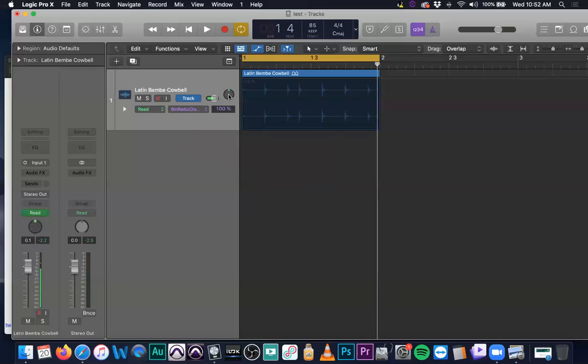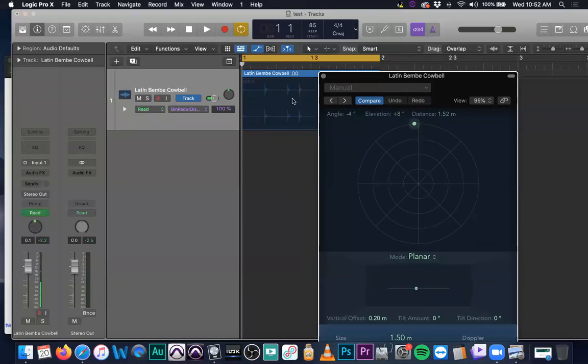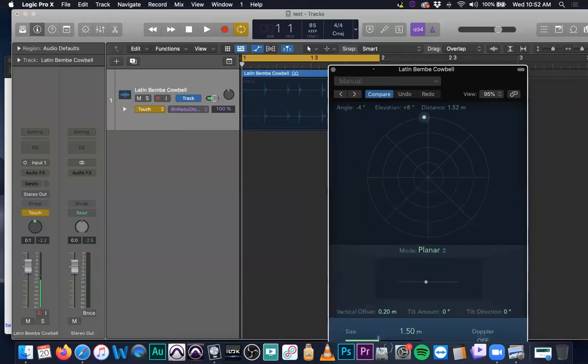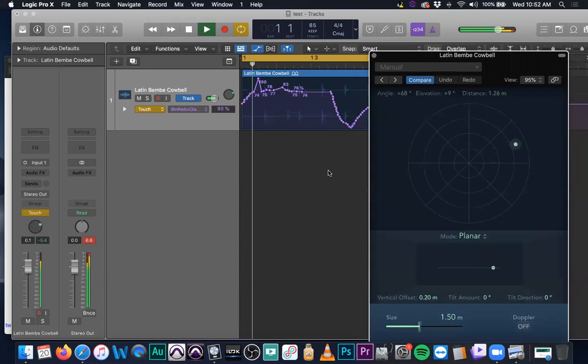So again, the radius is the outside, right? This part over here, how far away you are. Let's go back to the beginning. Let's put ourselves into write mode. It's going to tell us that we want touch or latch, and I'm going to say let's go to touch. All right. Let's push play, and let's make some things happen here. And there we go. So I can automate how that sound travels within the space. How cool is that? I am now moving the button using automation.